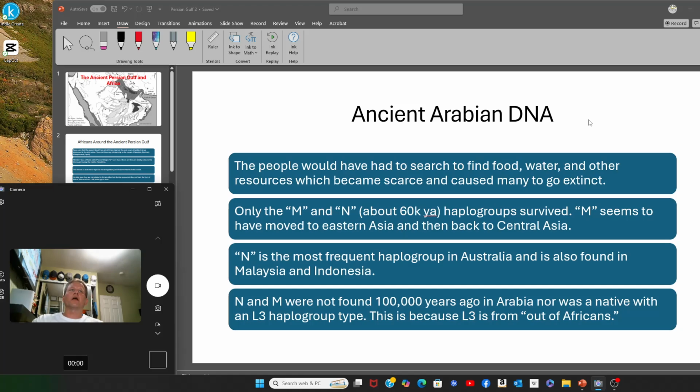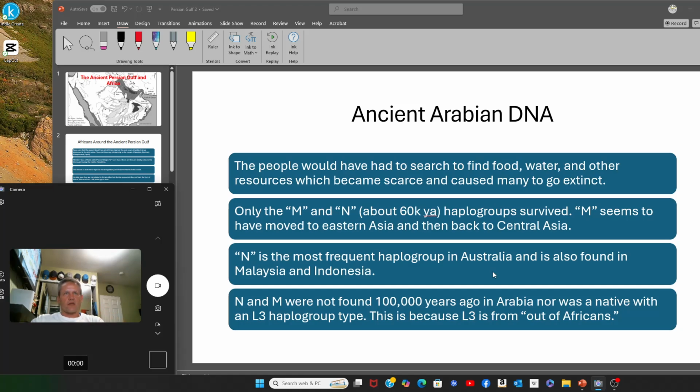Ancient Arabian DNA. The people would have had to search to find food, water, and other resources which became scarce and caused many to go extinct during these glacial maximum times. Only the M and N DNA haplogroups, which date to around 60,000 years ago, survived. M seems to have moved to Eastern Asia and then back to Central Asia. N is the most frequent haplogroup in Australia and is also found in Malaysia and Indonesia.